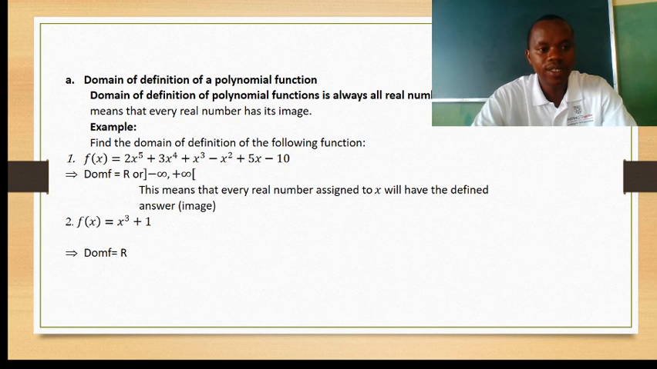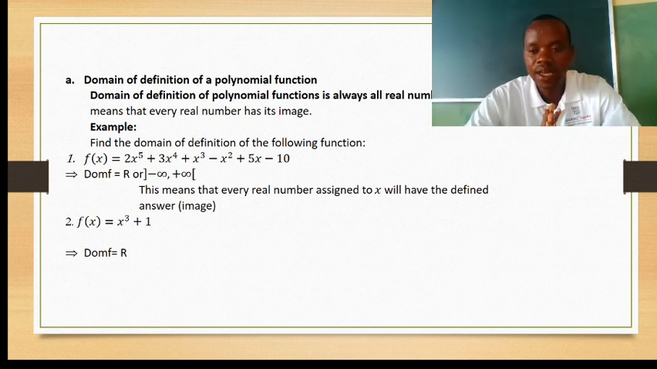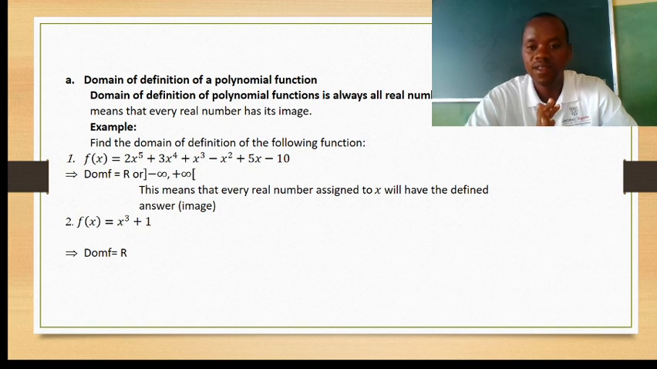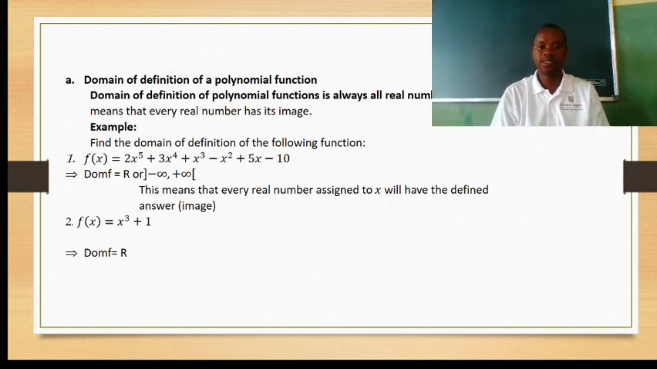Now we have the domain of definition of polynomial function. We start with polynomial functions. And what you have to know again is that the domain of definition of polynomial functions is always the set of all real numbers, or R in brief. This means that every real number assigned to x, or to y, to any variable, will have an image. We have some examples here.